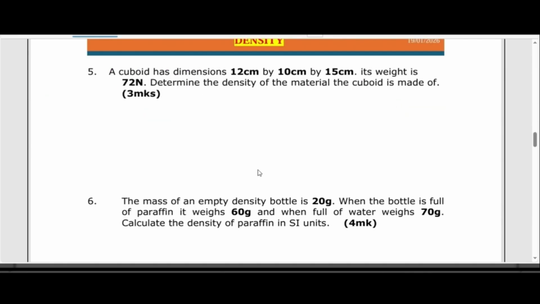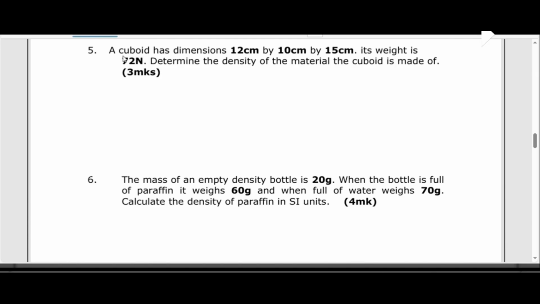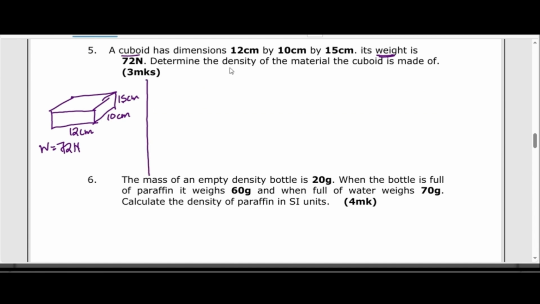Here is the next one, number 5. Number 5, you have a diagram that looks like that. You put all the measurements. Always begin with the formula. Density is mass all over volume. Then from this formula, weight is equals to mass multiplied by gravity. We want to know what is mass. So we take that.